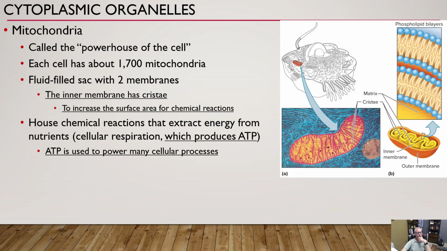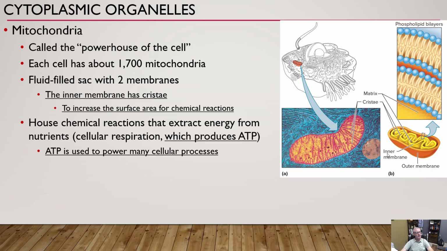All right, mitochondria. We all know, powerhouse of the cell. Each cell has about 1,700 mitochondria. And again, like I said, if you're running track, you're going to have more in your skeletal muscles. You're going to need more energy in the cells that you're going to use more.